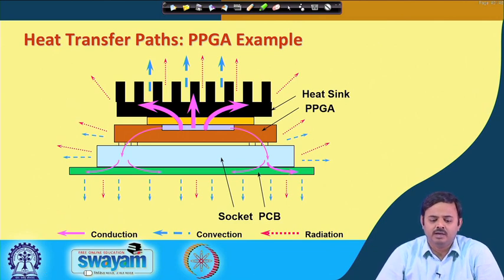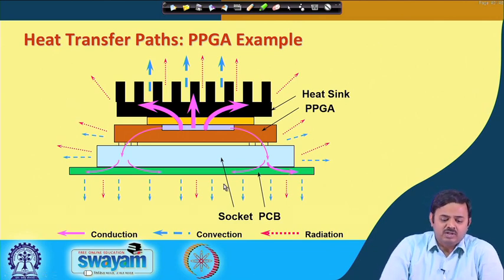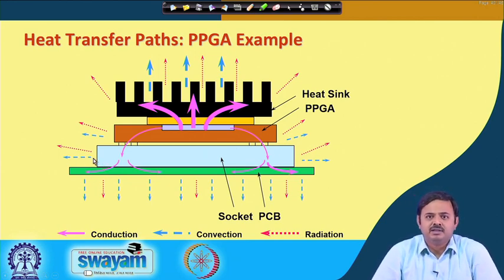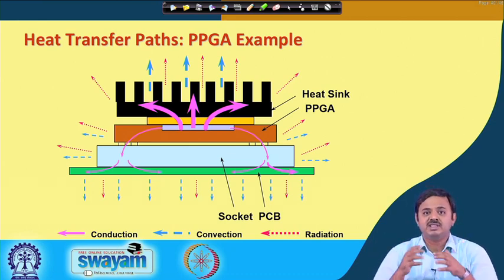Okay. That is another path. Then you can also say, whatever comes to this from the silicon to the substrate, part of it will be conducted, but part of it will also go to the side surfaces, and from there it is going to be lost to the ambient by convection and radiation. Same for the socket. So, you can see it is a very complicated heat transfer path, many parallel paths in which the heat can flow.